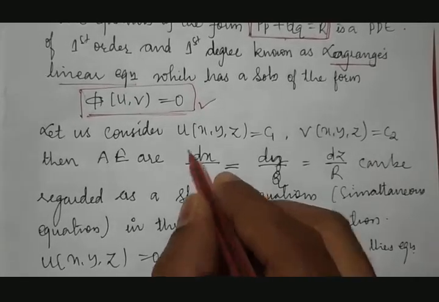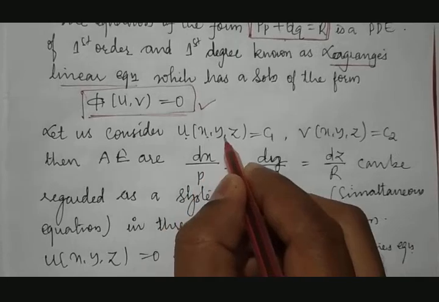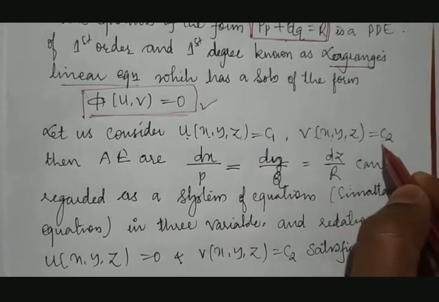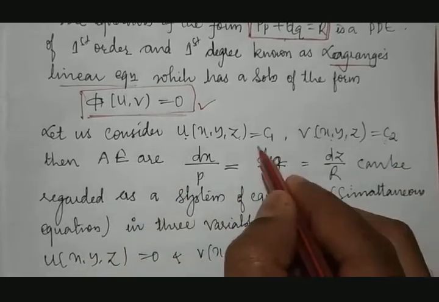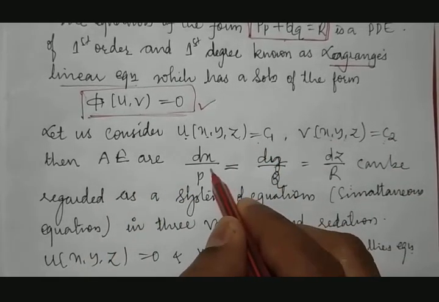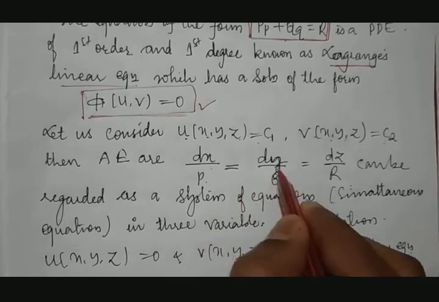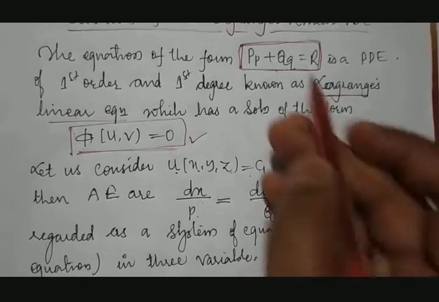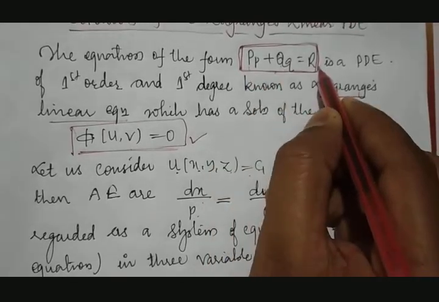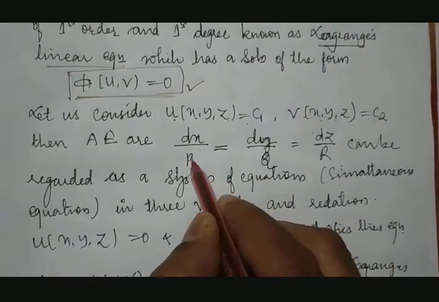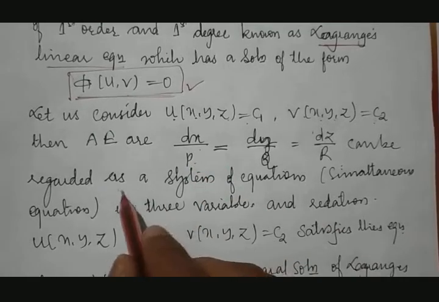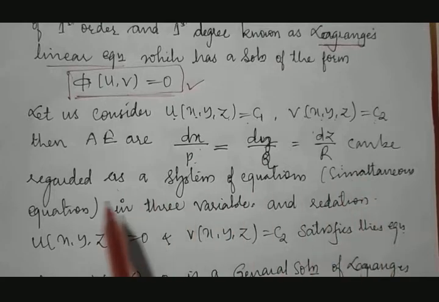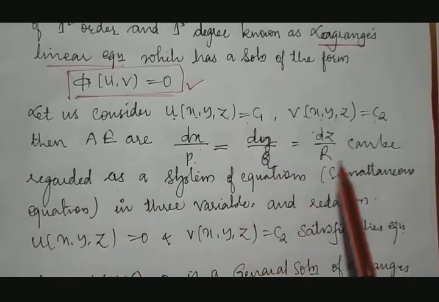Suppose we consider u of x comma y comma z equal to c1 and v of x comma y comma z equal to c2, then their auxiliary equation will be written like dx by P equal to dy by Q equal to dz by R. What are P, Q, R here? They will be taken like this. Then it can be solved. This is a system of equations, or we can call it simultaneous equations. These equations can be solved.